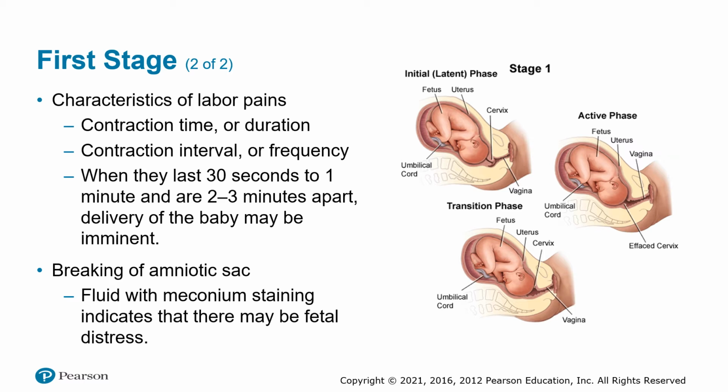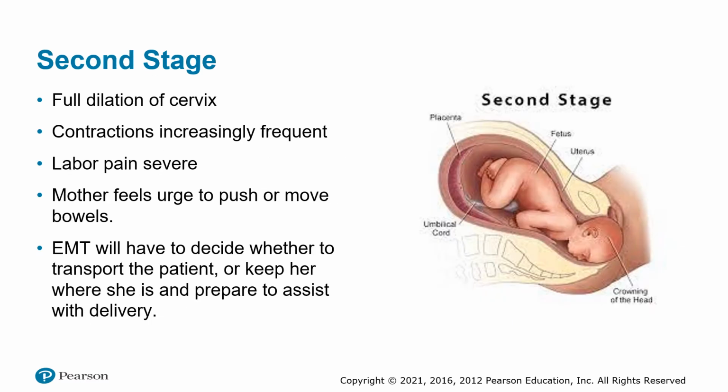When contractions last 30 seconds to 1 minute and are 2 to 3 minutes apart, delivery of that baby may be imminent. So the closer they get together and the shorter they last is typically imminent delivery. Then they'll have this breaking of the amniotic sac, the sac that surrounds the baby and floats them. If there is meconium staining, meaning that baby has pooped inside the sac, it'll be a brownish yellow type staining. This indicates that there may be fetal distress.